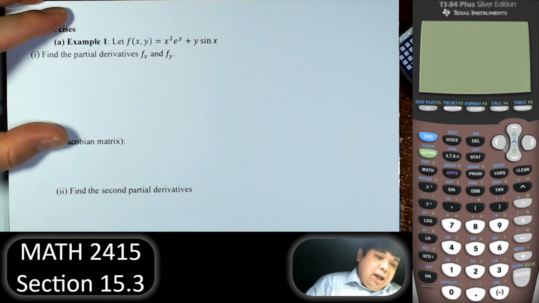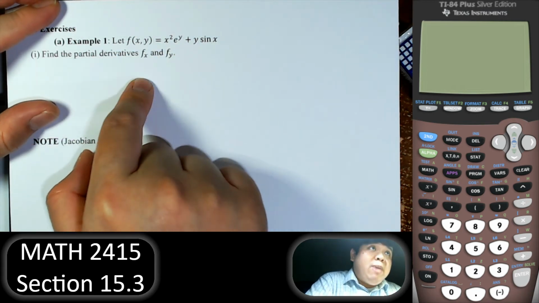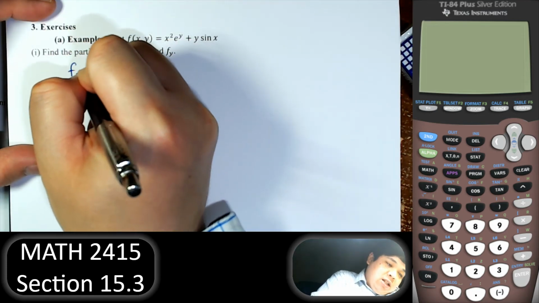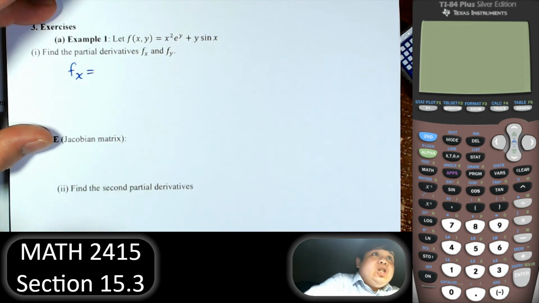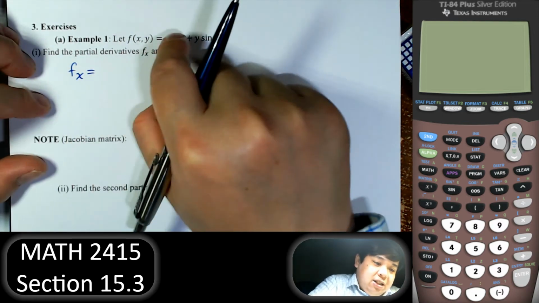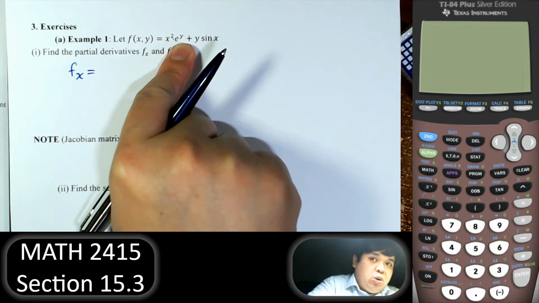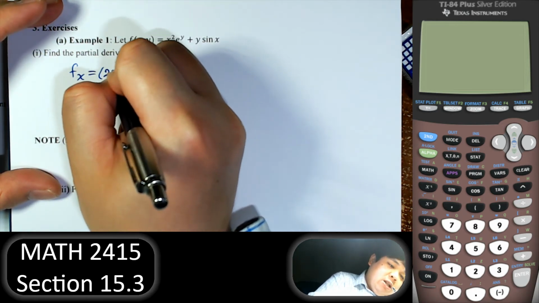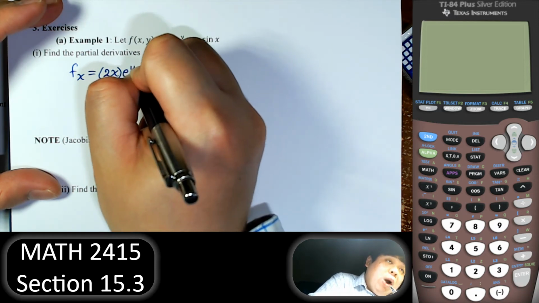Right, let f of xy equal to that. Find the partial derivative with respect to x and with respect to y. So the derivative with respect to x. Now, just more examples. With respect to x, we have two functions here. Only one of them has x in it. X squared. E to the y is a constant, so it's still constant. So we take the derivative with respect to x. That is 2x. And e to the y is still a constant, so we don't do anything there.